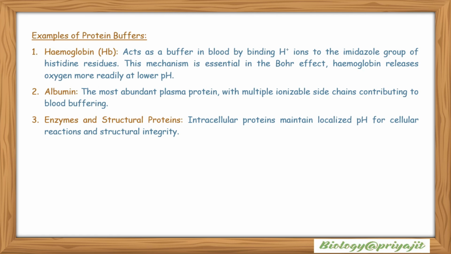Examples of protein buffers: hemoglobin acts as a buffer in blood by binding H plus ions to the imidazole group of histidine residues. This mechanism is essential in the Bohr effect. Hemoglobin releases more oxygen readily at lower pH. Albumin is the most abundant blood plasma protein, with multiple ionizable side chains contributing to blood buffering. Enzyme and structural proteins: we know intracellular proteins maintain localized pH for cellular reactions and structural integrity.